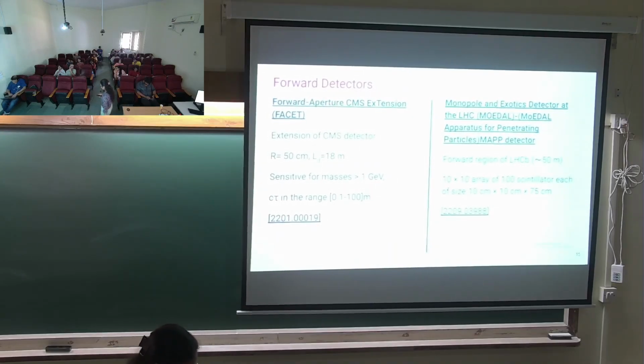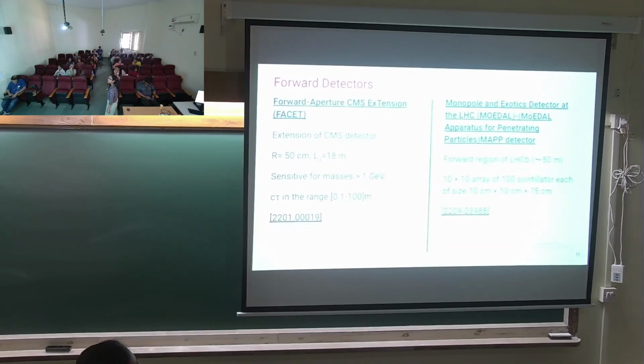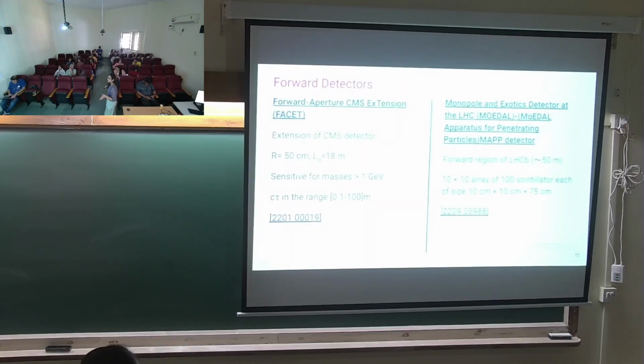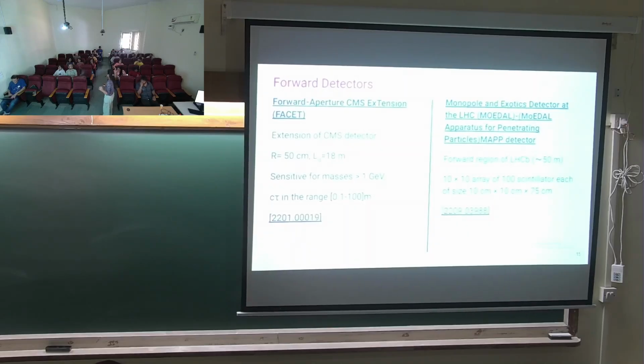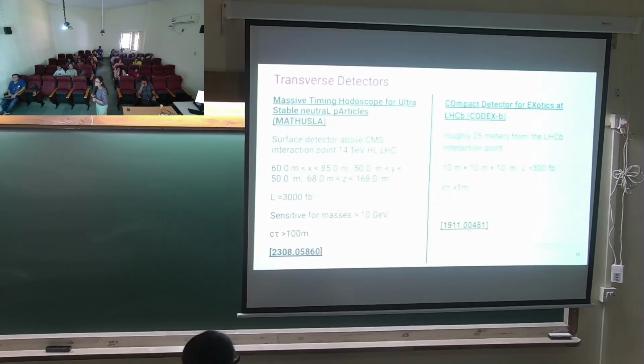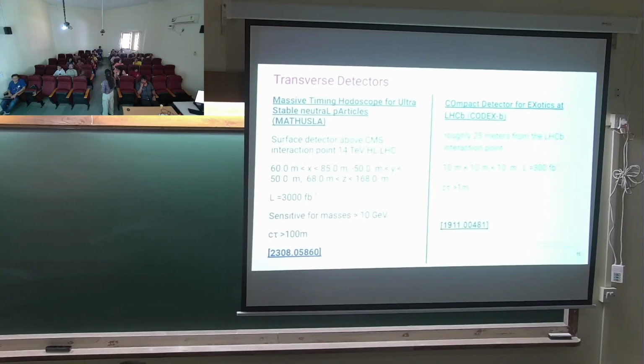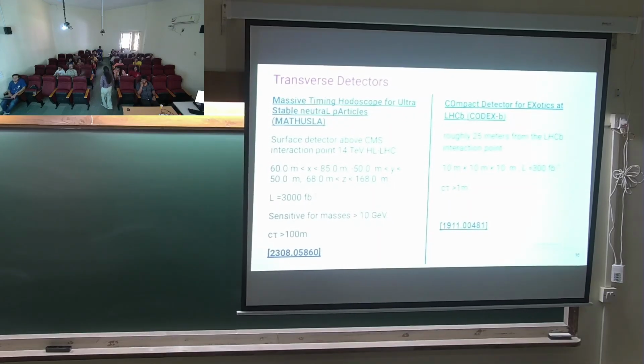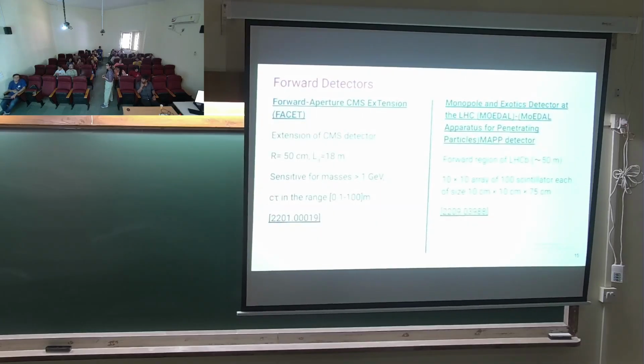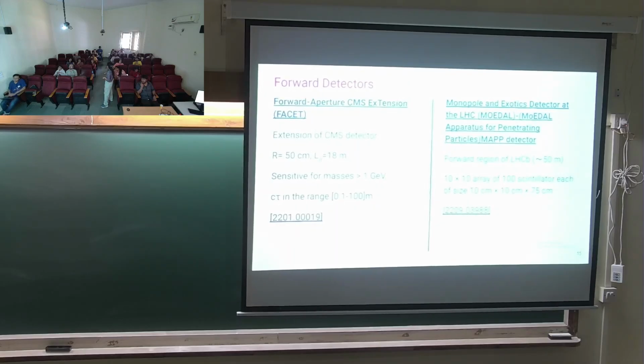Now from the LHCb side also there is a proposal for monopole and exotic detectors, MoEDAL MAPP, at LHCb. It's already running. It's in the forward region of LHCb at 50 meters from the IP. And there are 4 parts of the detector, each a 10 cross 10 array of 100 scintillators, each of size 10 centimeters, 10 centimeters and 75 centimeters. And the projected luminosity for this is 300 femtobarn inverse. This is already running, MAPP.